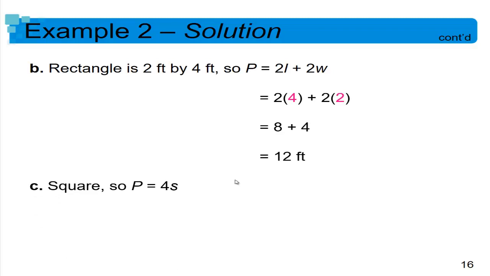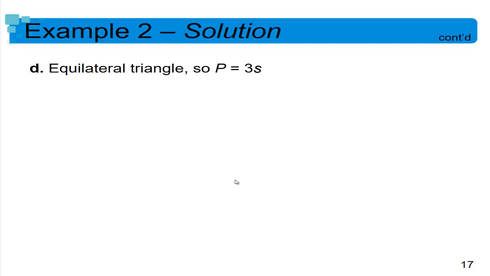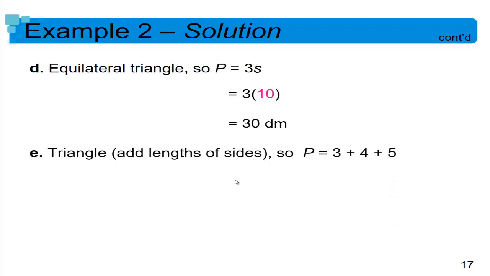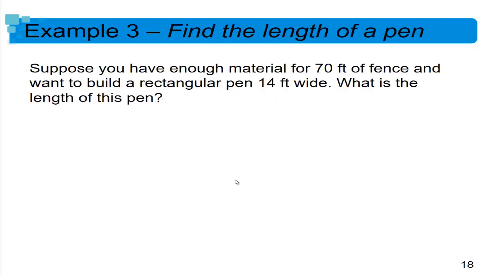And if it's a square, it's even easier, right? Just 4 times the side. Simple, simple, simple. Equilateral triangle, 3 of them. Again, really easy. All 3 sides. All right, so it's really simple doing perimeter of basic objects.